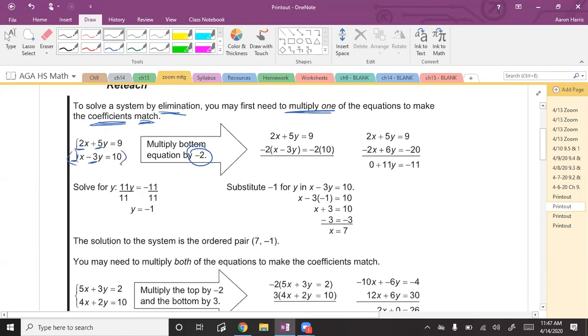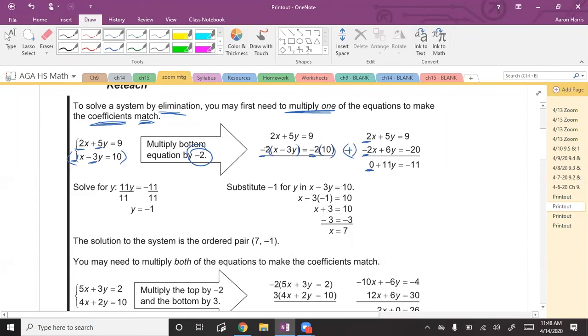You can't just do one side. You have to do both sides. So notice, put the left side in parentheses, the right side in parentheses, multiply by a negative 2. Why am I doing that? Because if I do that, I have a 2 and a negative 2, which means I can now add these equations and it will go to 0.